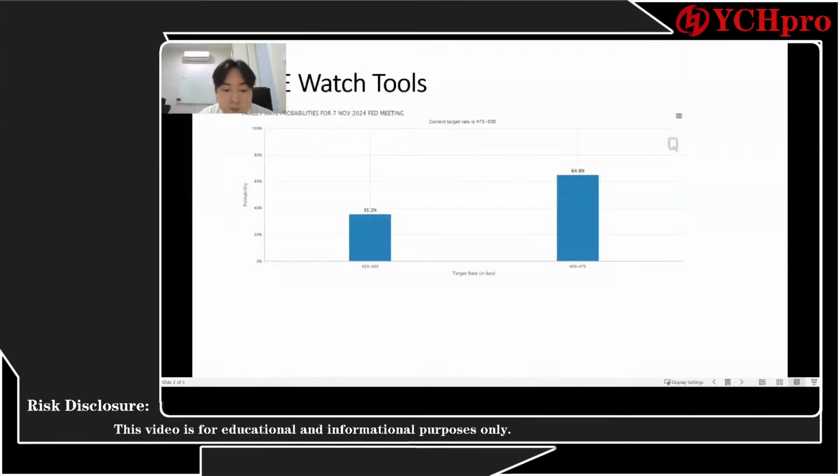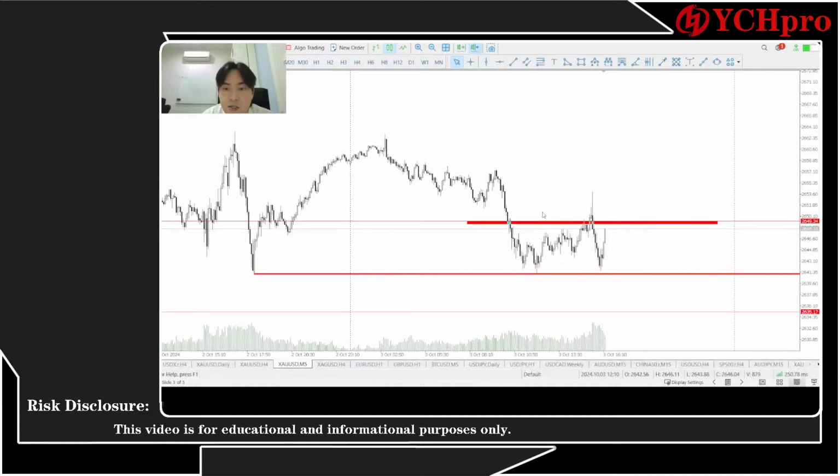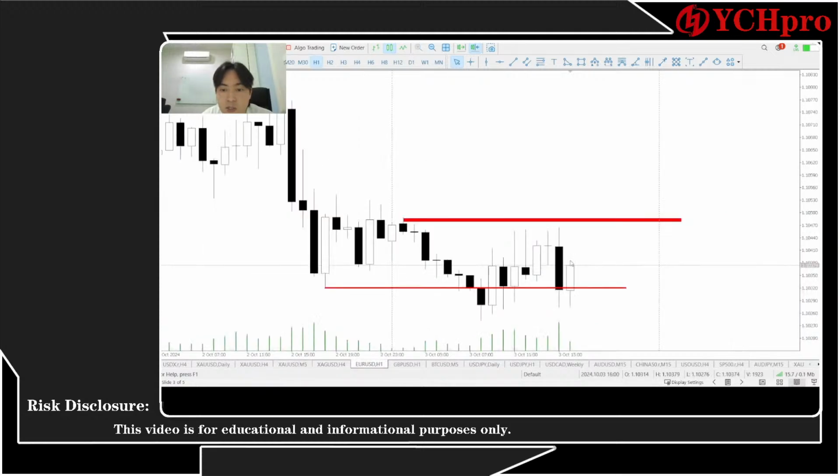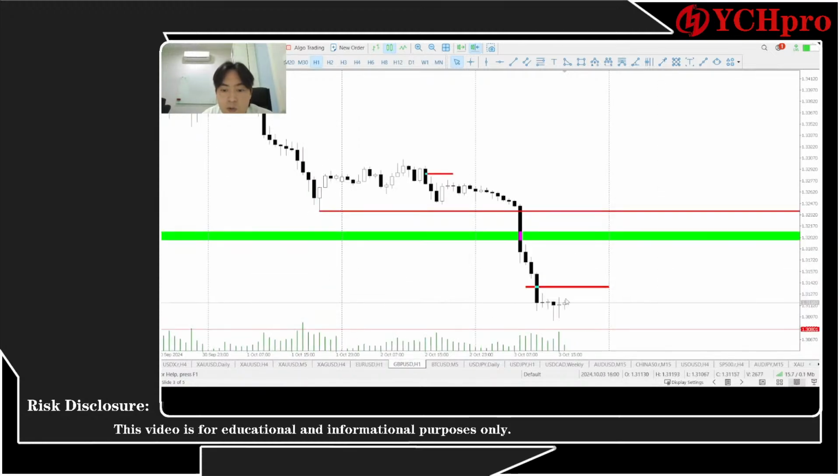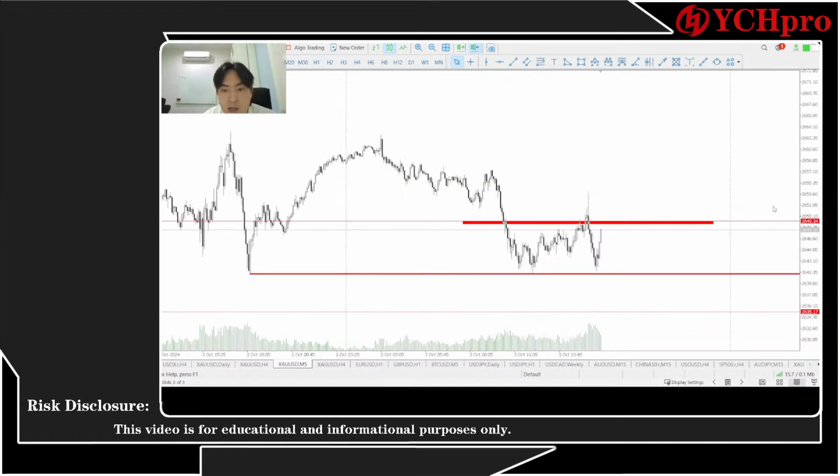Okay, going back to the charts, we can see that the market is going on the higher side, reaching high and going back to the higher side. Euro USD is also the same, and GBP USD is also the same. So let's see how the market reacts, and then let's try to do trades later on.